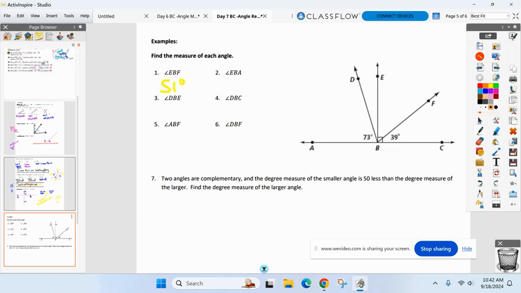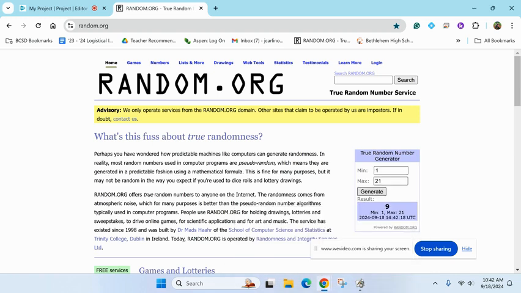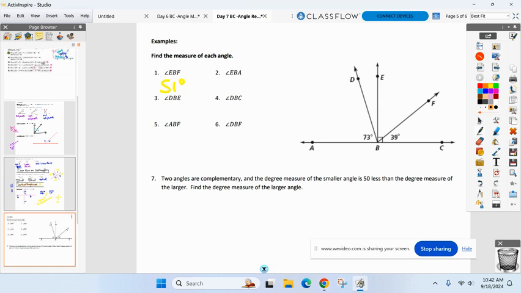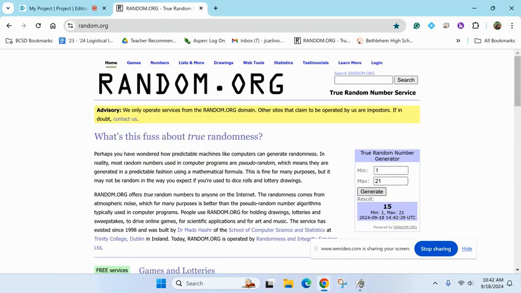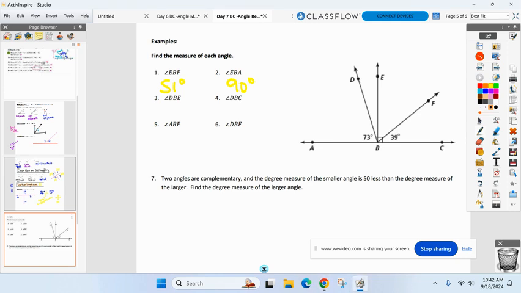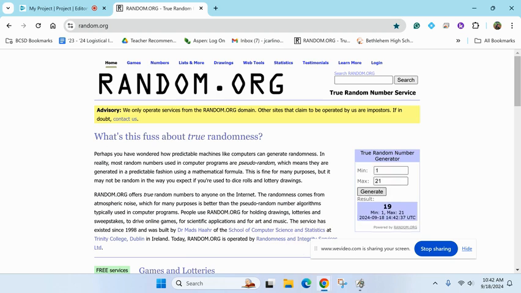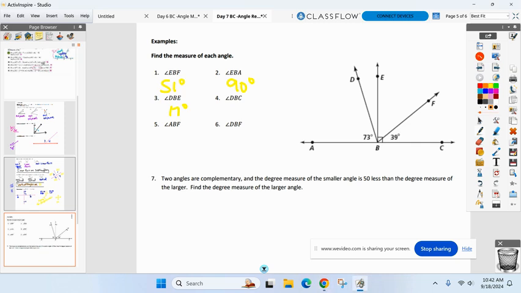Good start, everybody. Number two, EBA. Abigail, 90. That was a good one. The one right next to it, a 90. Any issues so far? How about three, DBE? Theodore, what do you got there? 17. Thank you. All right, moving on. Next one. Kira, over to you. 117. I have 10 degrees less. 107. Okay.